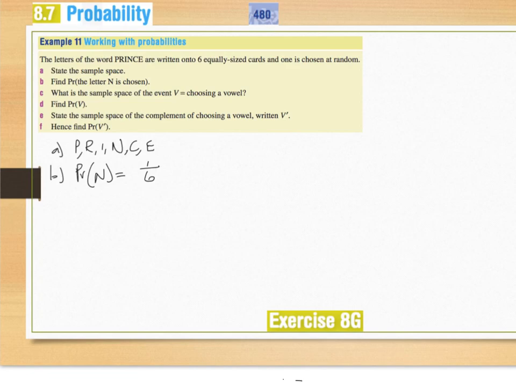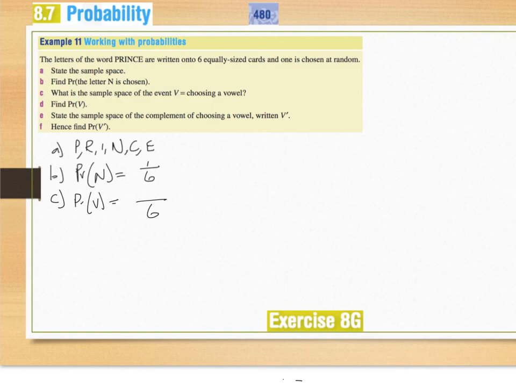C, what is the sample space of the event V, choosing a vowel? So the event V is finding a vowel. The reason that the answer is wrong in the book is: what are the possible outcomes if I pick? If I pick out of PRINCE, the sample space is 6. I'm going to choose out of 6 letters, and therefore it is still out of 6.